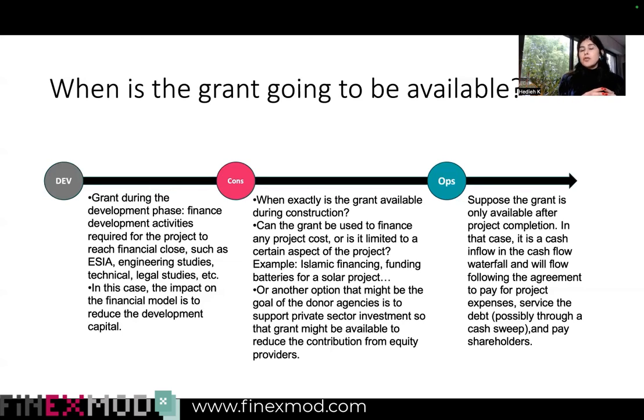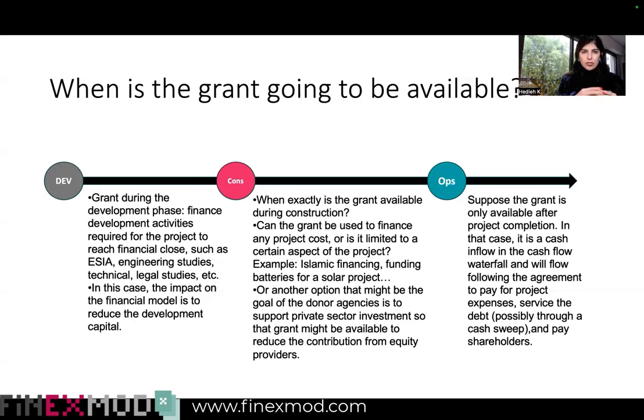And if the grant is during operation, then it's going to be like another source of revenues in our cash flow waterfall. And most probably there will be some sort of mechanism to extract the cash, the grant, either through a cash sweep mechanism or another mechanism that would allow the release from the grant fund, to support the operational activities of the project.